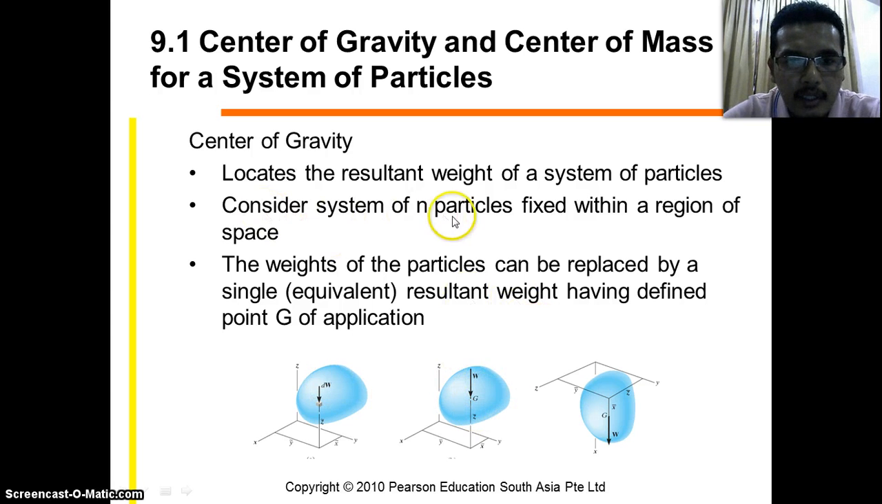Okay, so consider a system of n particles fixed within a region of space. This is the region of space with n particles, too many particles, and dW is one particle. So let's say we have n particles. Now the weights of the particles can be replaced by a single equivalent resultant weight. When we replace the total weight with one single equivalent resultant weight, we need to define a point G of application. The resultant weight acts from the point G. This is the center of gravity, which is why we need to determine it. So how do we determine the center of gravity? It has a coordinate along the x-axis, along the y-axis, as well as along the z-axis.